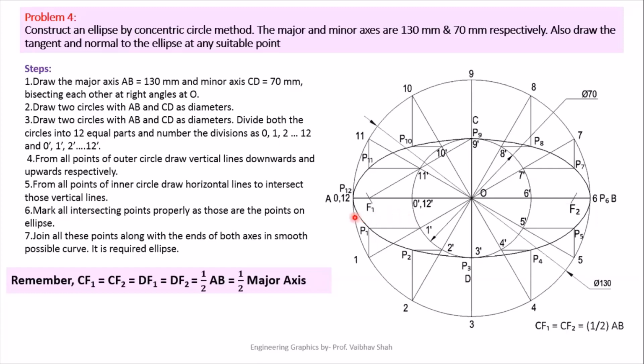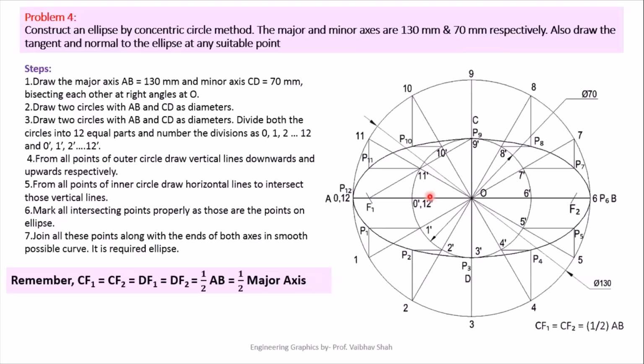After that, we'll be numbering both the circles, outer circle first. In anti-clockwise direction, let us start from 0, 1, 2, 3, 4, 5, 6, 7, 8, 9, 10, 11, 12. Similarly, we'll be giving numbering on the inner circle or smaller circle with the dash points: 0 dash, 1 dash, 2 dash, 3 dash, 4 dash, 5 dash, 6 dash, 7 dash, 8 dash, 9 dash, 10 dash, 11 dash, and 12 dash.